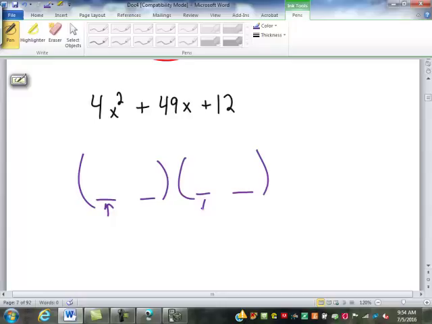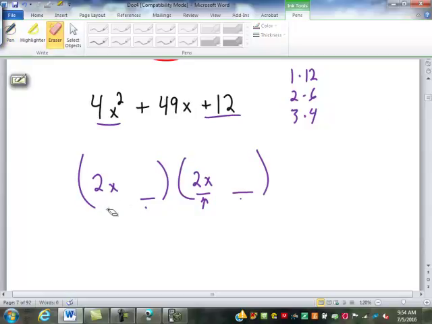These first two digits have to multiply to make 4x squared. Your reflex is to try 2x times 2x, isn't it? That makes 4x squared. These last two digits have to multiply to make 12. So you've got 1 times 12, 2 times 6, 3 times 4, right? Which one do you want to try? 3 times 4? Okay, let's do 3 times 4. Now it's either +3 times +4 or -3 times -4 because it's a +12. Since this is a +49, we're going to go with both positive.